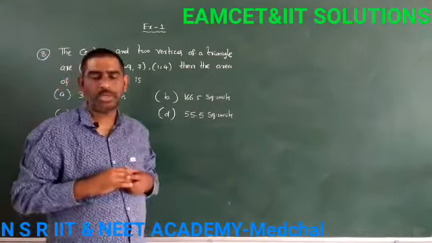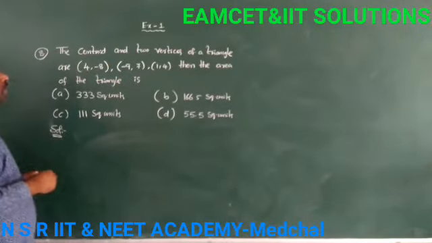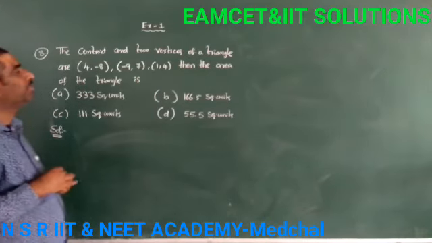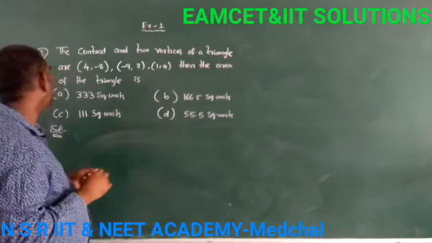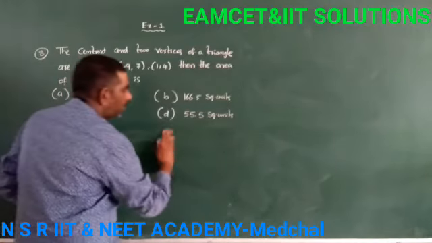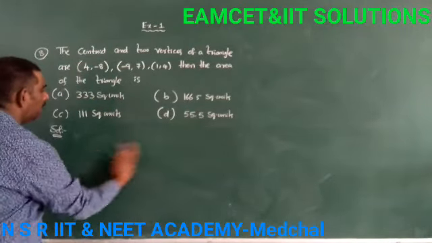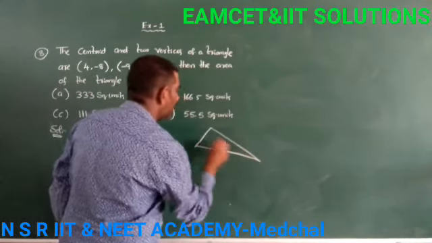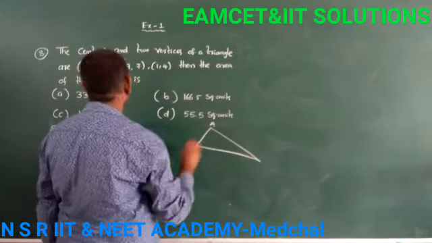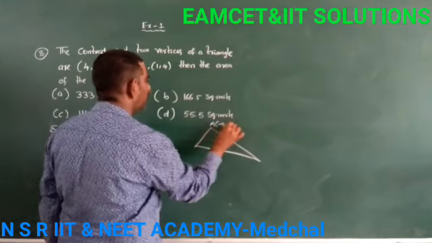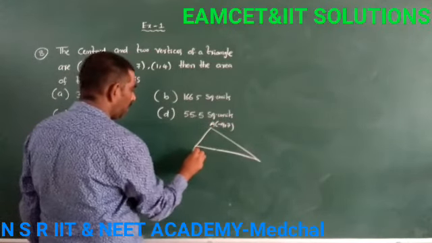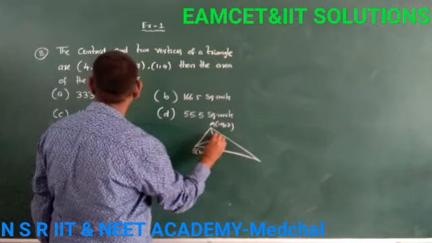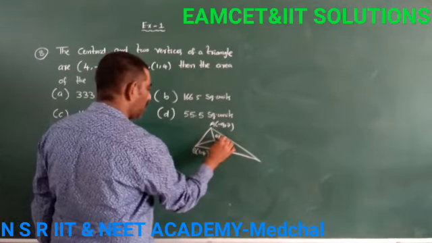So next question: the centroid and two vertices of a triangle are (4, -8), (-9, 7), and (1, 4). Then the area of the triangle is. In the triangle we are given the centroid and two vertices and must find the area. So A is (-9, 7), B is (1, 4), and the given centroid G is (4, -8).